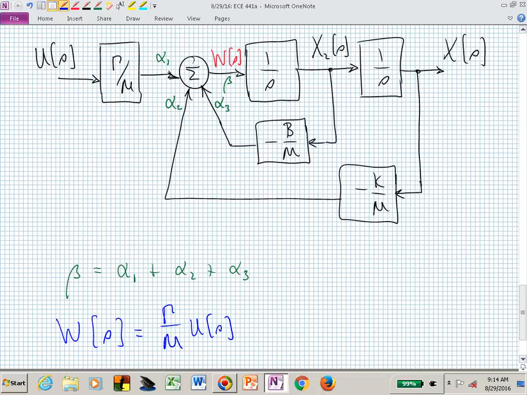Then alpha sub 2 is the output of that gain block, the lowest level gain block, and that's just minus k over m, and that minus k over m is going to scale capital X of S. Or I now have minus k over m X of S. That's just alpha sub 2.